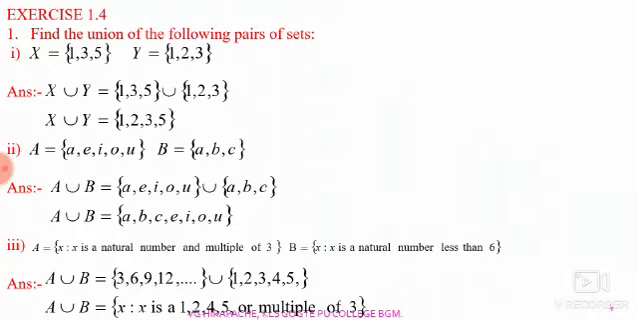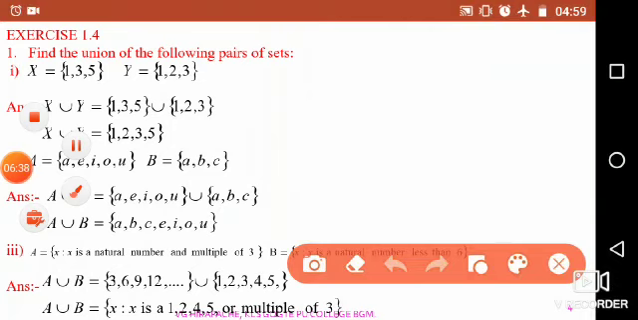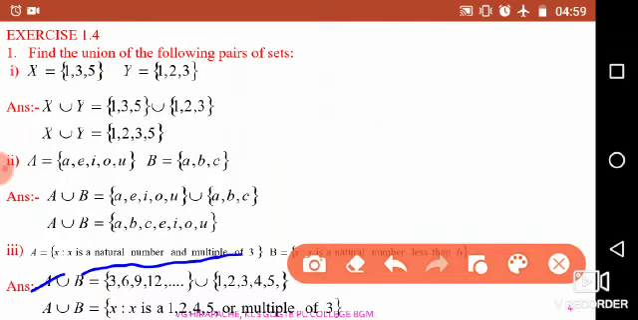Moving to the next question. Let A is equal to, this set is represented in the set builder form, {x such that x is a natural number and a multiple of 3}. B is another set containing x such that x is a natural number less than 6. Therefore these two sets we are going to represent in the roster form. Now the set A, we should find A union B. The elements of set A are x, a natural number multiple of 3. Therefore the elements of this are 3, 6, 9, 12 and so on.